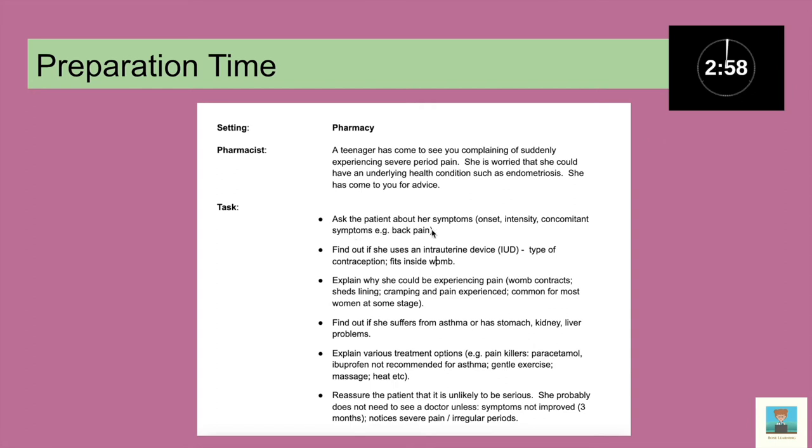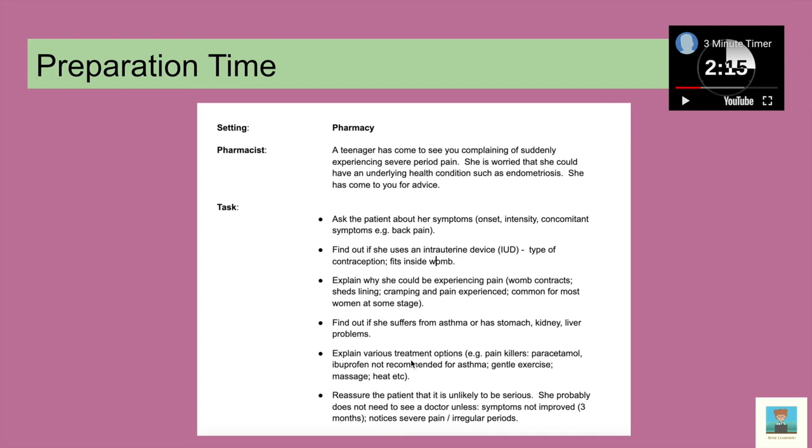Okay, ask the patient about her symptoms. So we have some medical language here, onset, intensity, concomitant symptoms, which we need to change into lay language. Find out if she uses an IUD, an intrauterine device. This is something that involves sexual health, so that's something that needs to be treated sensitively. Explain why she could be experiencing pain. So we have here the womb contracts, sheds lining, cramping, pain experienced, common for most women. So we need to think about how we can explain that in lay language that's easy and manageable to understand.